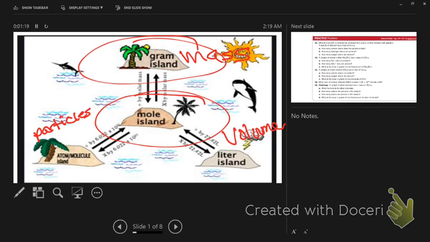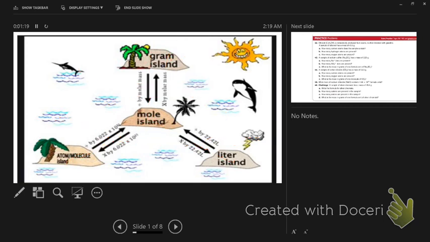All right, so there's our three different things, and you see we have these arrows. Think of the arrows as bridges. To go from one island to the next, we have to stay on the bridge. We can't swim across because there are sharks and whales and all these things that are going to hurt us, or it's way too far to swim. So if we want to go from particles to mass, we have to go from here to mole island and then up. Or if we want to go from particles to volume, we go from particles to mole to volume. Volume to mole to mass, whatever the case may be.